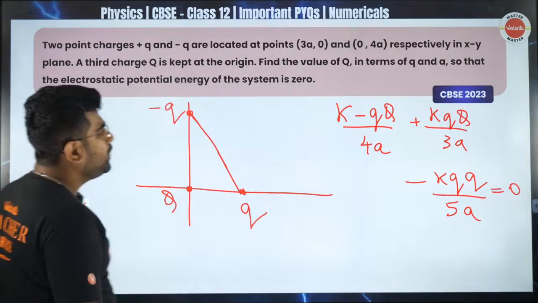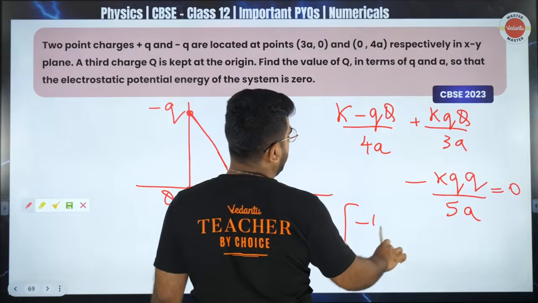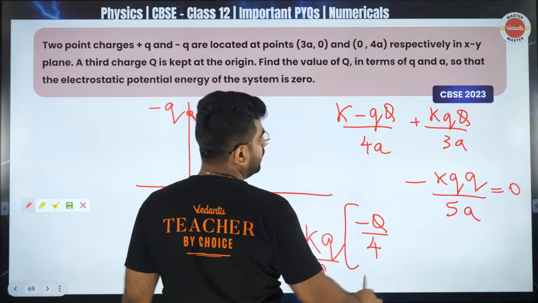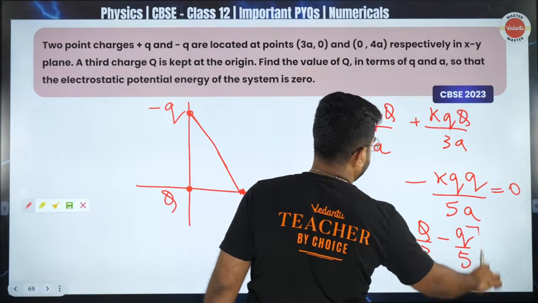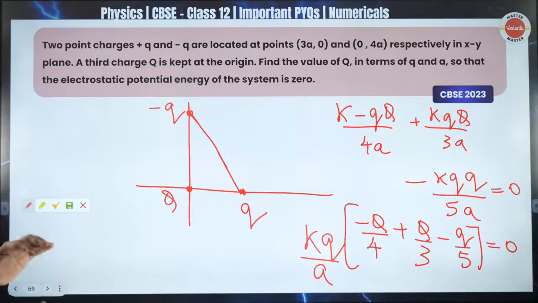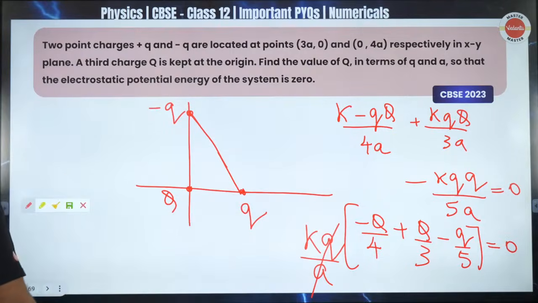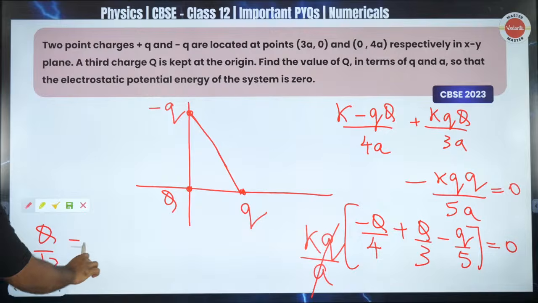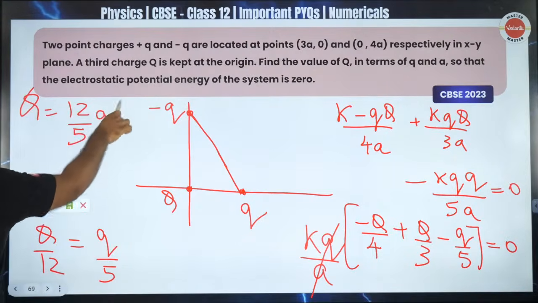Can you guys finish it off? Please finish it off. kQ you can take common. kQ common, minus q by 4 plus q by 3 minus q by 5 is equal to 0. Right hand side is 0. So what will I get? Q by 12 is equal to q by 5. So q is equal to 12 by 5 q. That's the answer.